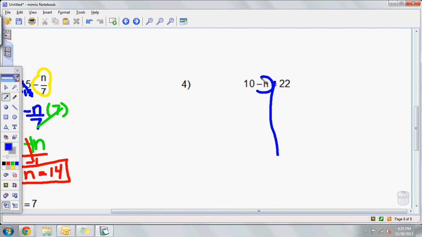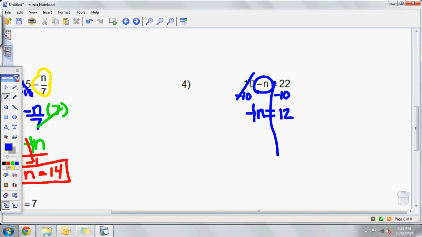This is our term we're trying to get by itself. So I need to get rid of this positive 10. It's a positive 10 because there's nothing in front of it, so it's just a 10. So to get rid of that, we're going to minus 10 on both sides because 10 minus 10 is 0, so those are gone. I'm left with negative n. If it makes you feel better, you can put that 1 there. Negative 1n is equal to 12.